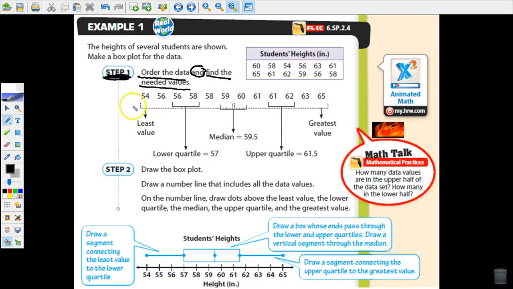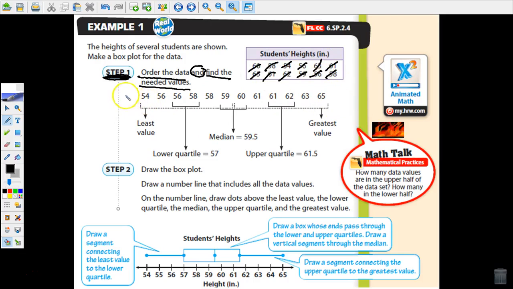So we list all of them out. We've got 54. We've got 56. We've got 56. We've got 58. We put it down. We've got 58. We put it there. We've got 59. We put it there. We've got 60, 61, 61, 62, 63, and then 65. So once we write all of them down in number order, we cross them all out, okay?